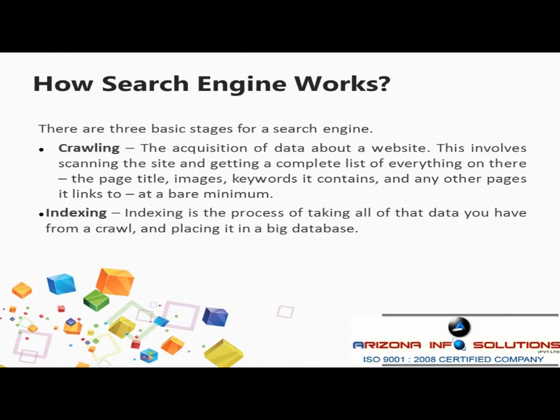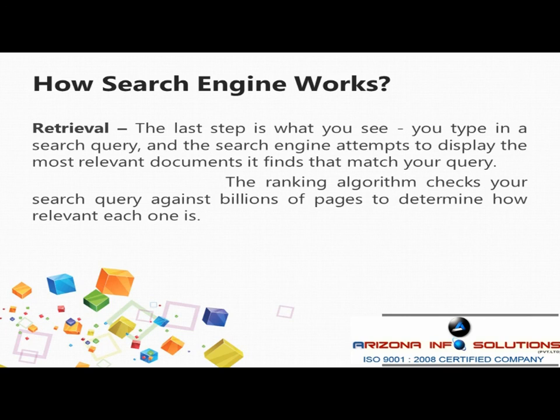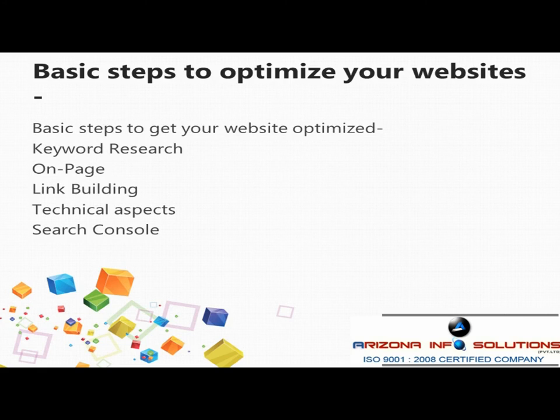Indexing. Indexing is the process of taking all of that data you have from a crawl and placing it in a big database. Retrieval. The last step is what you see. You type in a search query, and the search engine attempts to display the most relevant documents it finds that match your query. The ranking algorithm checks your search query against billions of pages to determine how relevant each one is.